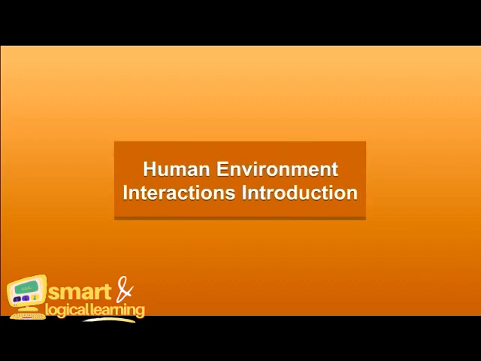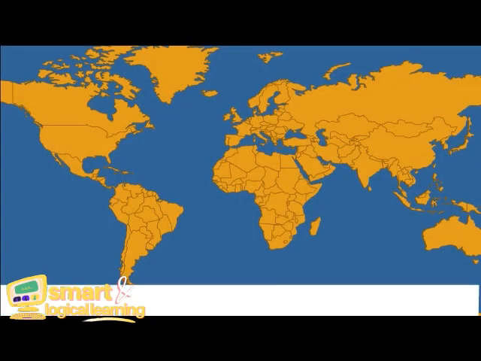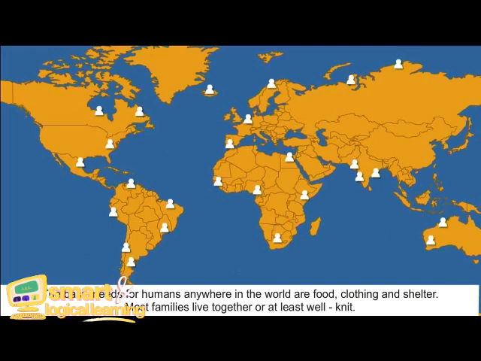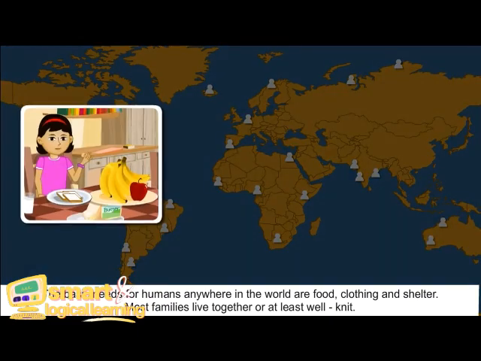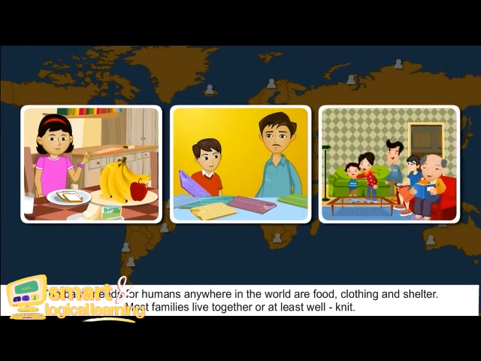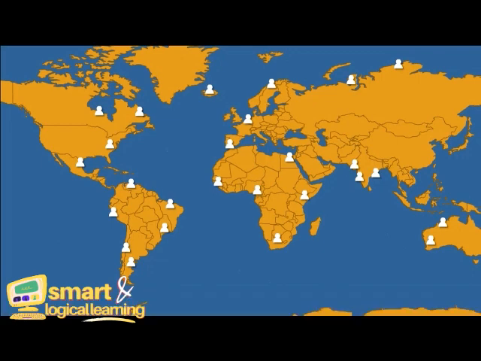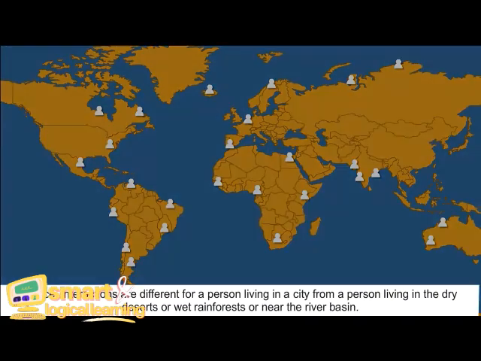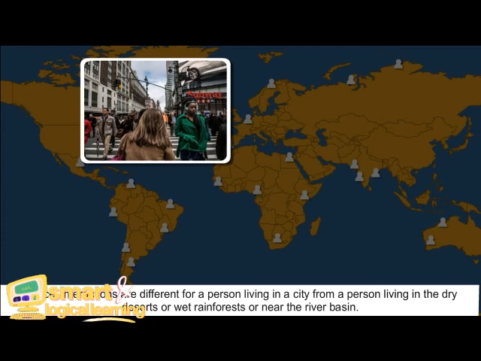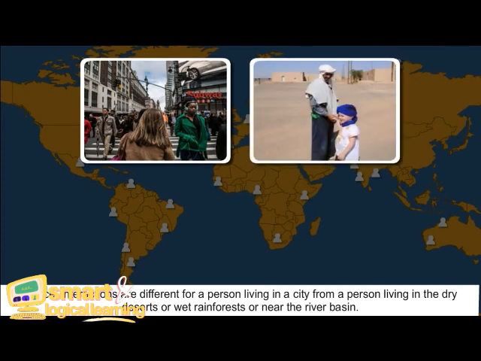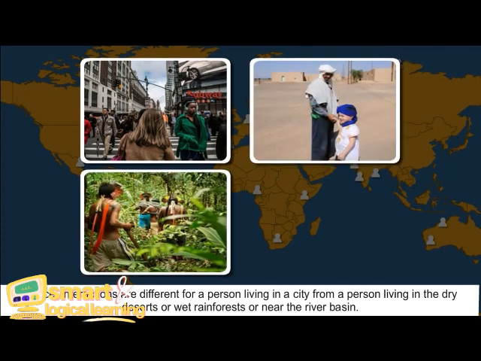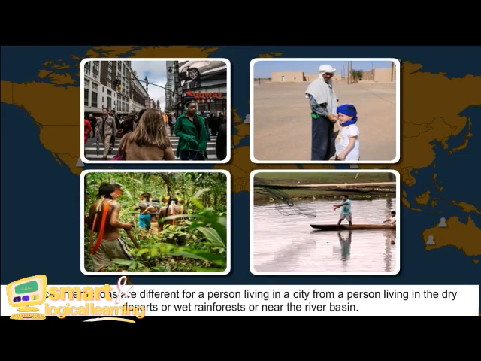Human-environment interactions. Introduction. The basic needs for humans anywhere in the world are food, clothing, and shelter. Most families live together or at least well-knit. Life for humans depends a lot on the kind of place they are living in. Hence, interactions are different for a person living in a city from a person living in the dry deserts or wet rainforests or near the river basin.